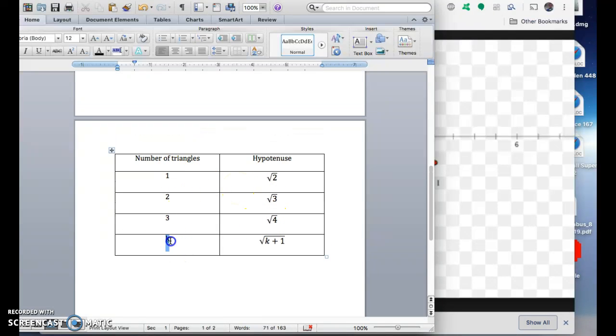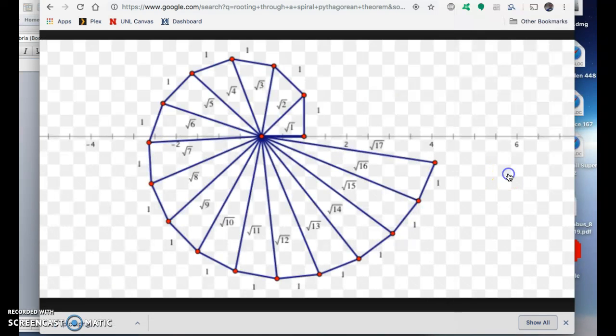So I started thinking about the kth hypotenuse, and I got square root of k plus 1. And how I got that is I noticed the pattern that's just going up by 1. So I said, okay, if you're at 1, it's 1 by 1. The second one is square root 2 and 3.